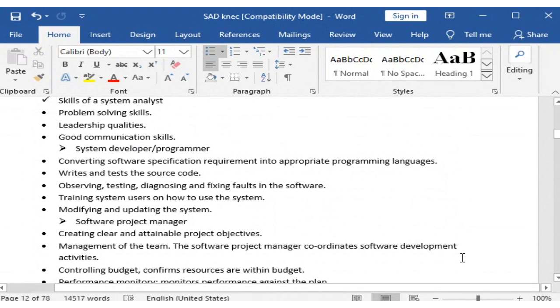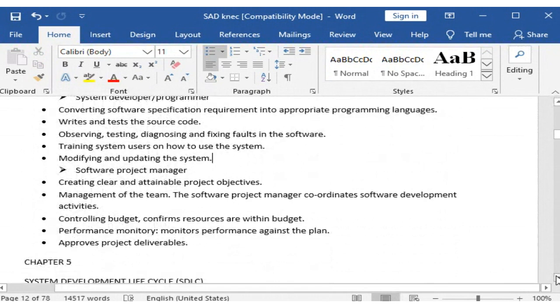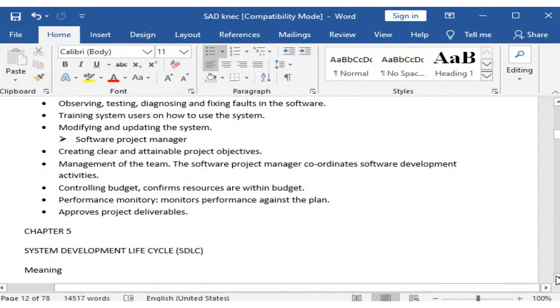We have the software project manager. The software project manager creates clear and attainable project outcomes and manages the team. The software project manager coordinates software development activities, controls budgets, confirms resources within the budget, and monitors performance against the plan. He also approves project deliverables.